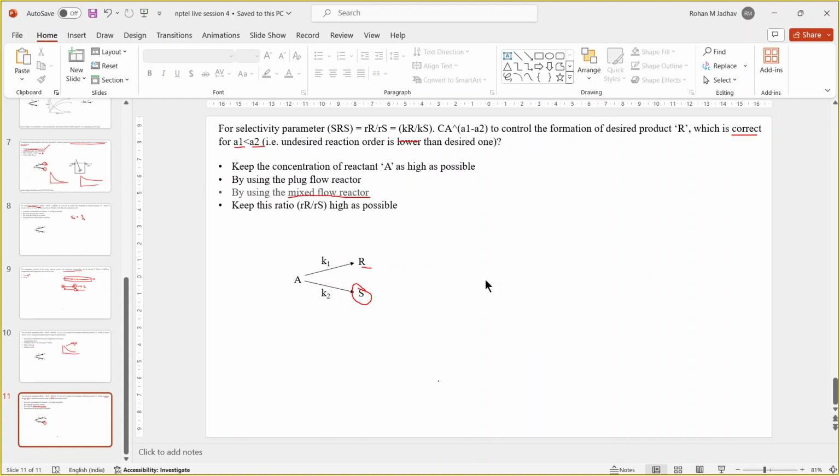So if I'm using PFR in this case, the only output I'll be getting is the undesired product. My desired product will be very low. So if I want to improve the desired product also, the best option is to go for mixed flow. Otherwise, the undesired product will be favored if I go for a plug flow reactor. Exactly, that's it.